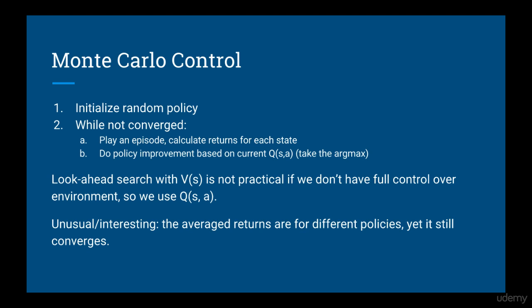Note that with Monte Carlo, we want to use Q of S and A, because doing a look-ahead search with V of S is not practical. If we don't have full control over the environment, we can't put our agent into any state that we choose, and so doing a look-ahead search won't work. What's unusual and interesting about this algorithm is that because we update the policy on each iteration of this loop, the returns we sample are actually for different policies. However, this doesn't matter and Monte Carlo still converges.